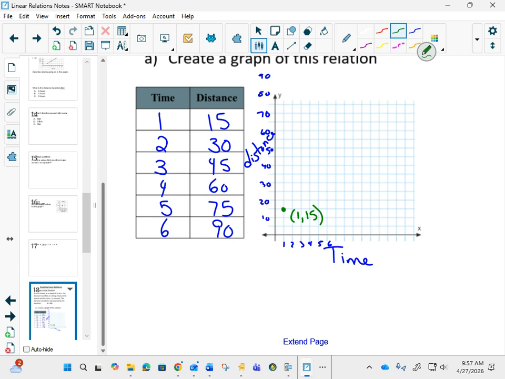I need to label the point 2, 30. So I go to time 2. And I need to go all the way up to 30. I'll draw a dot right there. That would be the point 2, 30. My x value, my time value is 2. My distance value is 30. For 3, I need to go up to 45. For 4, I need to go all the way up to 60. For 5, I need to go up to 75.